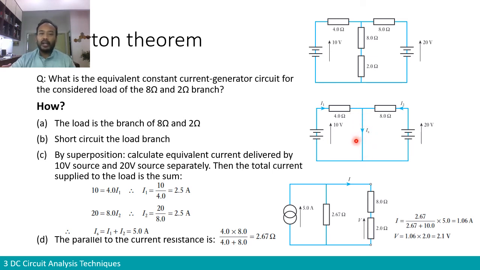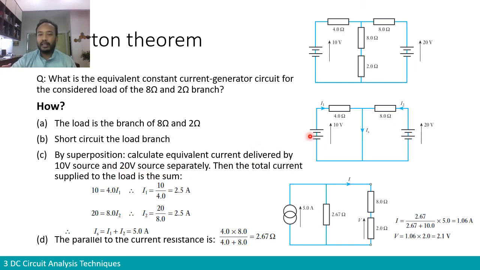You can use, for example, mesh analysis. But now we are using superposition to calculate the equivalent current. There's a portion of current I1 delivered by 10 volts, and then there's a portion of current I2 delivered by 20 volts, and IS, the current of the current generator that goes through the load, is basically the sum of I1 plus I2. So your next task is to find in this circuit I1 and I2. You can use mesh analysis, but here we are applying the superposition method.